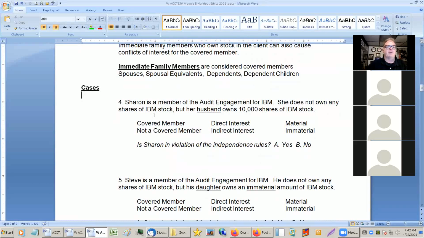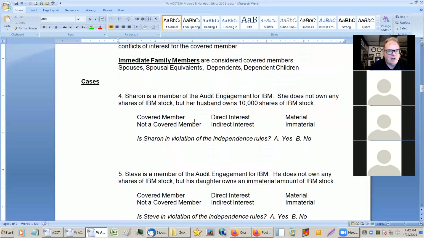Sharon is a member of the audit engagement for IBM. She doesn't own any IBM stock, but her husband owns 10,000 shares of IBM stock. Covered member or not a covered member? Covered member, yep.